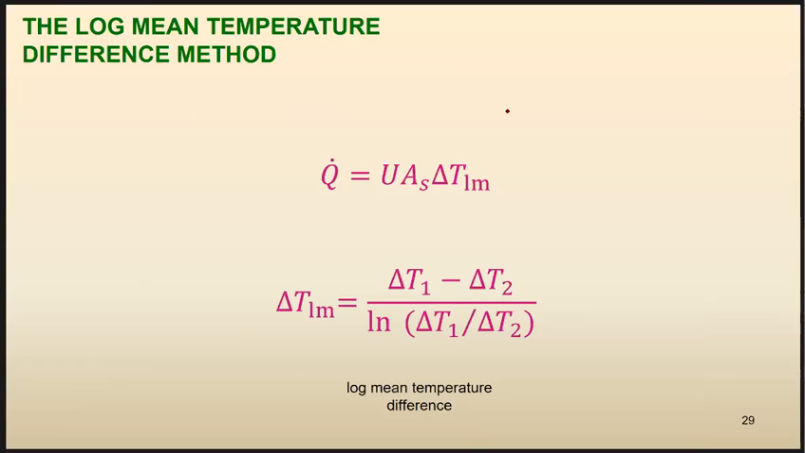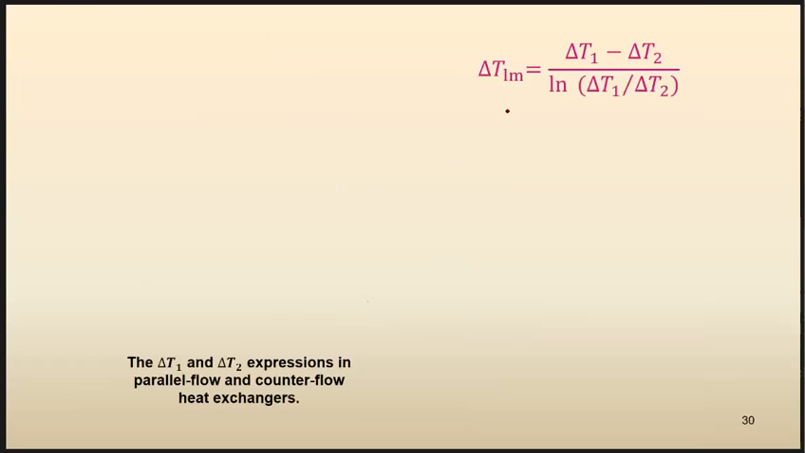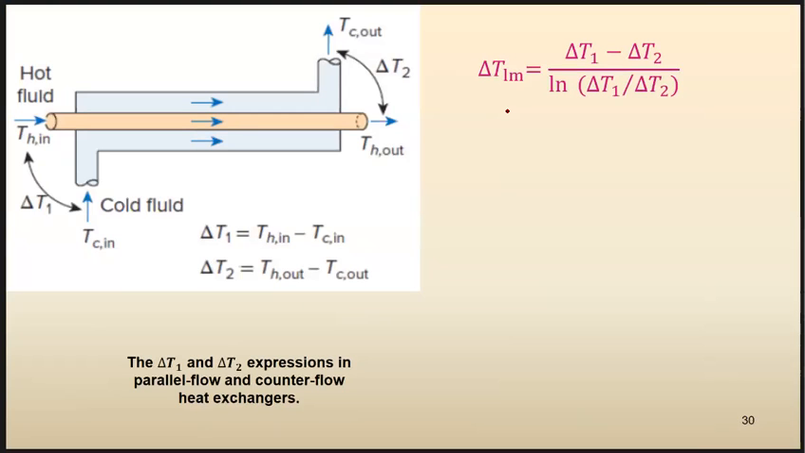For simple and standard forms and structures of heat exchangers, the delta T sub 1 and delta T sub 2 can be calculated using these correlations. So let's say you have a parallel flow heat exchanger, a simple parallel flow heat exchanger. Then delta T1 is the temperature at the hot side at the inlet minus temperature at the cold side at the inlet, and delta T sub 2 is the temperature at the hot side at the outlet minus temperature at the cold side at the outlet.